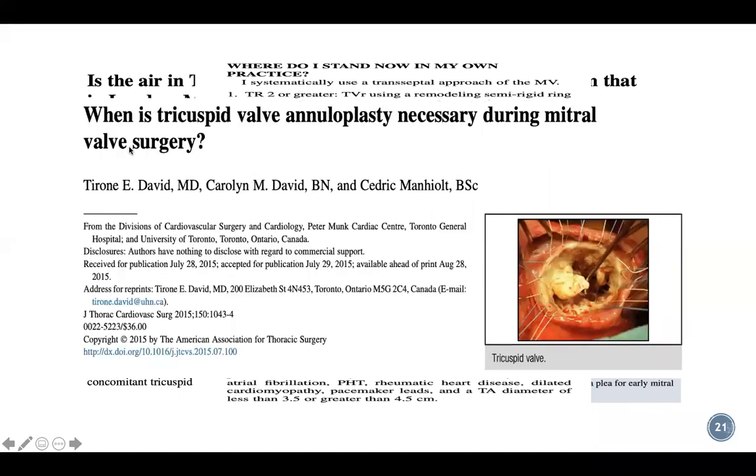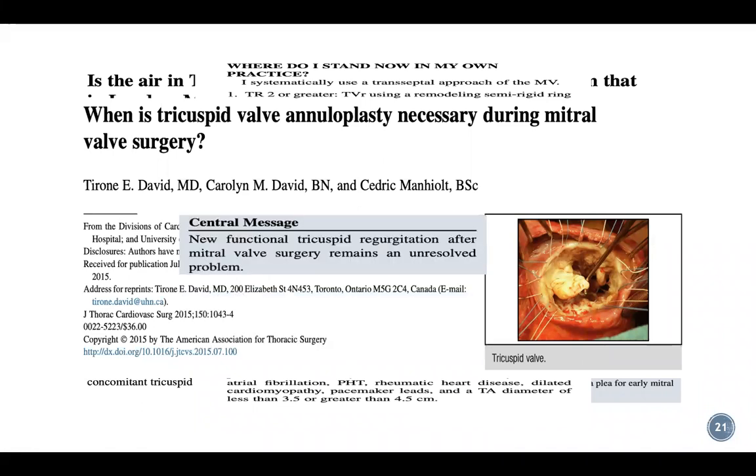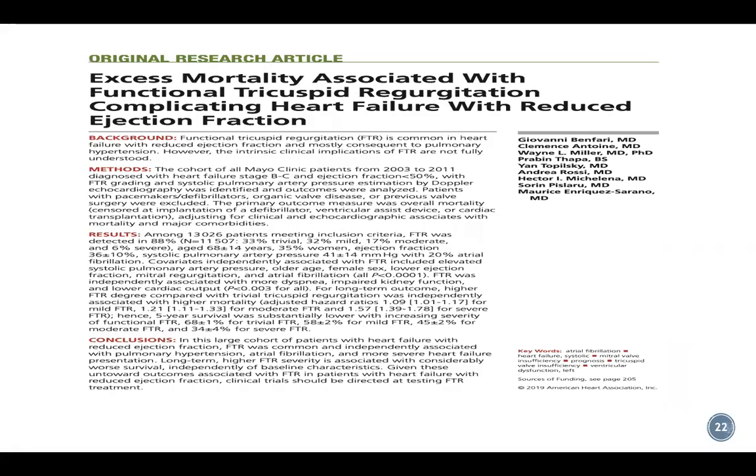Tirone David also wrote, when is tricuspid valve annuloplasty necessary during mitral valve surgery? Dr. David found that patients with rheumatic heart disease will benefit most from an aggressive approach to the tricuspid valve at the time of mitral valve surgery, but with myxomatous mitral valve, not that much, and we need to follow the data regarding that point, because his central message is that new functional TR after mitral valve surgery remains an unresolved problem.